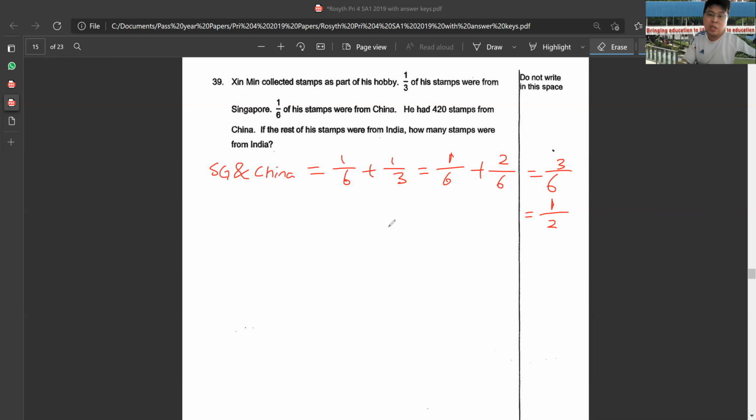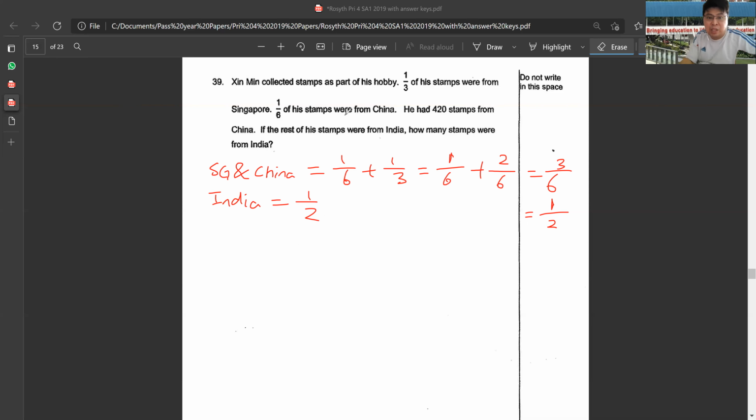So the other half is from India, right? Yes. Half of his stamps are from India.